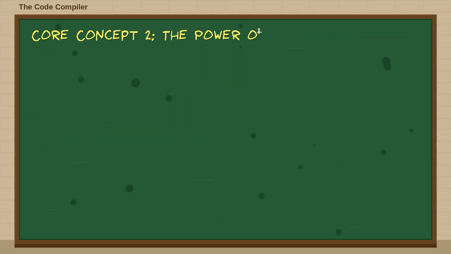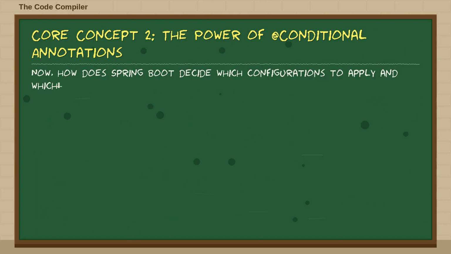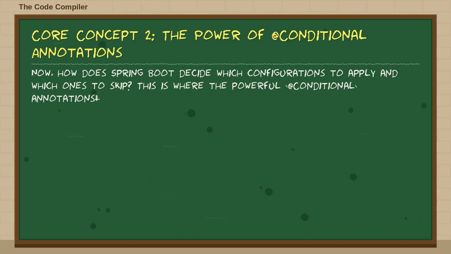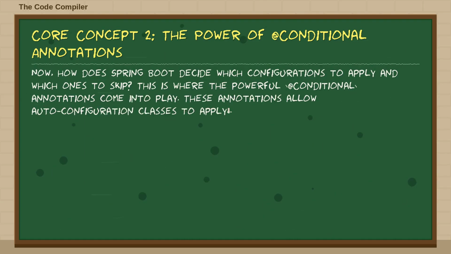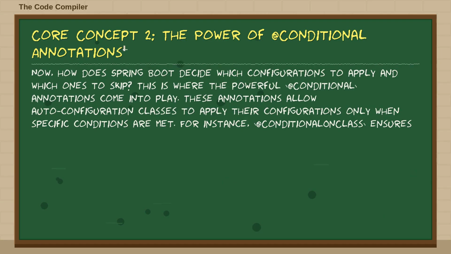Now, how does Spring Boot decide which configurations to apply and which ones to skip? This is where the powerful @Conditional annotations come into play. These annotations allow auto configuration classes to apply their configurations only when specific conditions are met. For instance, @ConditionalOnClass ensures that a configuration is applied only if a particular class is present on the classpath.